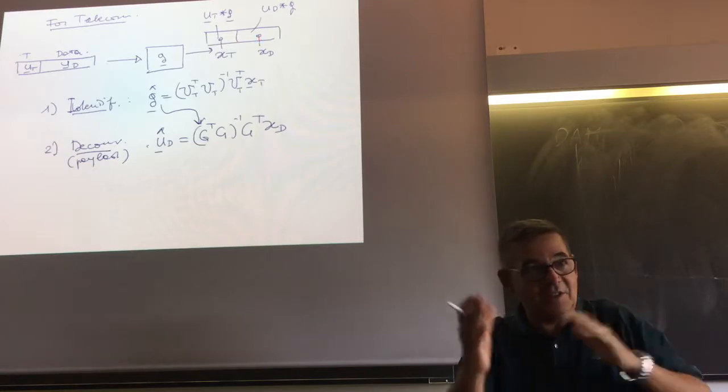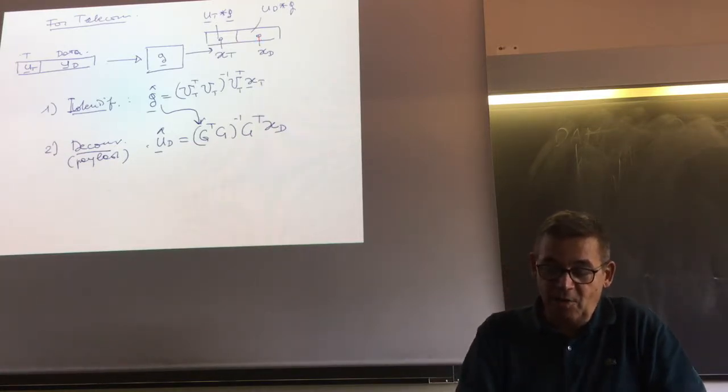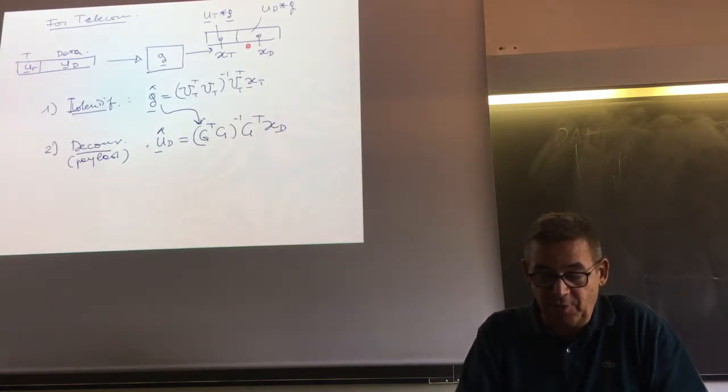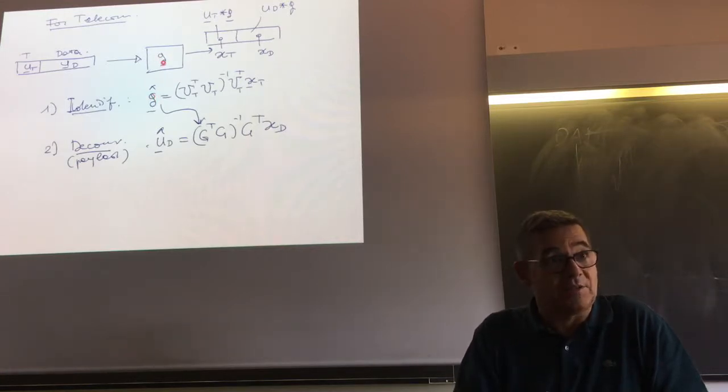So I receive a packet. Then what I do is the following. I use the training, which is known at the receiver. I create a convolution matrix and then the pseudo inverse to get G, which means I get an estimate of the channel.